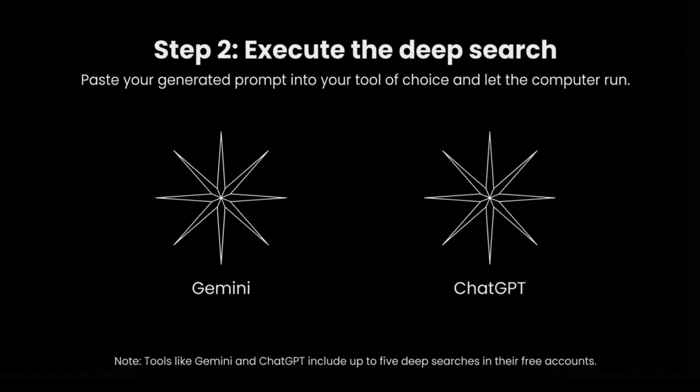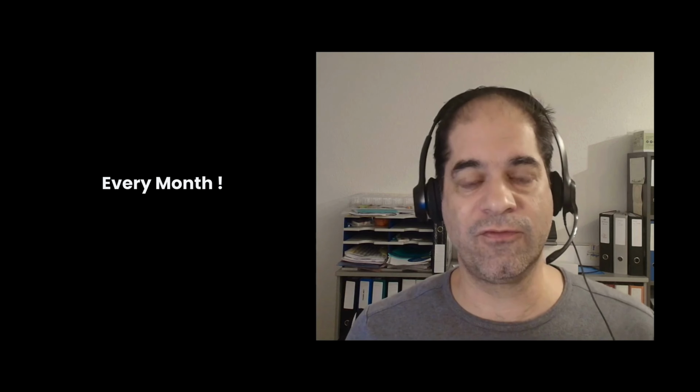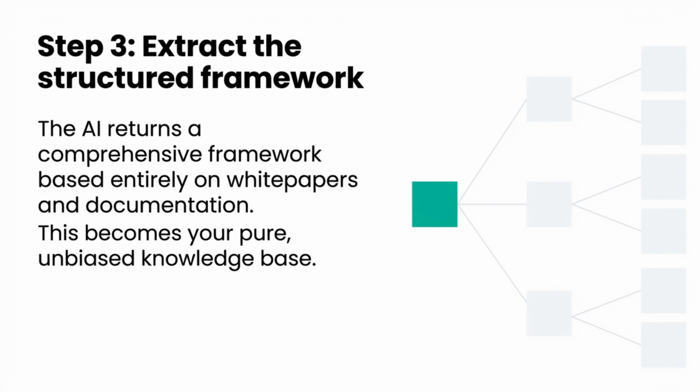With tools like Gemini and ChatGPT, you have up to 5 deep searches that are included in the free accounts. So you can do this for free. So a good idea is to plan to let your computer run a little time. And so you simply select deep search, and then you paste this prompt and you let AI do the job. And it gives you a kind of framework that you can then use as your knowledge base for the gem, or as we will see, for whatever LLM that you are using.